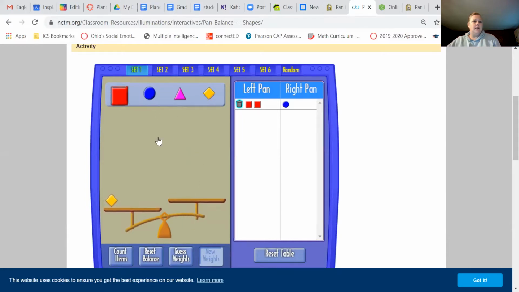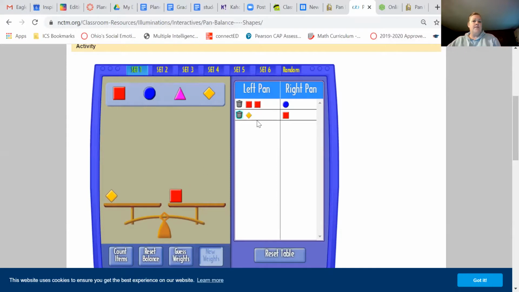You can put them back. Oh, I found one. So 2 squares equals a diamond, equals a circle. So a diamond has to equal 1 square, which means it equals 1/4 of a circle. Reset your balance. I don't remember the answers to these. Oh, I found another one.